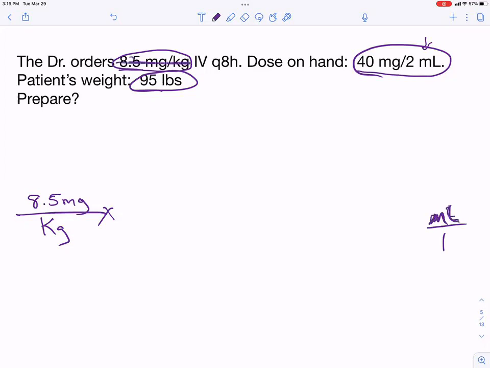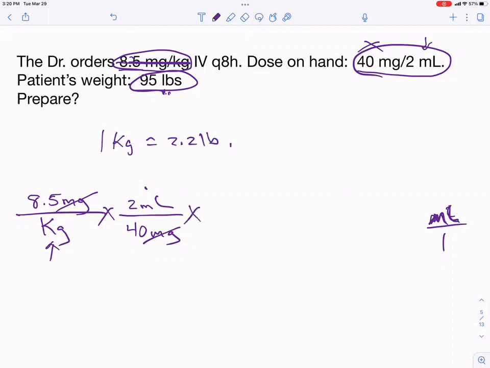I've already used this. So I can use what's available, 40 milligrams in 2 mLs. That gets rid of my milligrams, and I have milliliters, but I also have a kilogram to get rid of. The weight is in pounds, so I have to remember 1 kilogram is equal to 2.2 pounds. And I can use this in my conversion. 1 kilogram is 2.2 pounds. That gets rid of kilograms, and now I have to get rid of pounds.